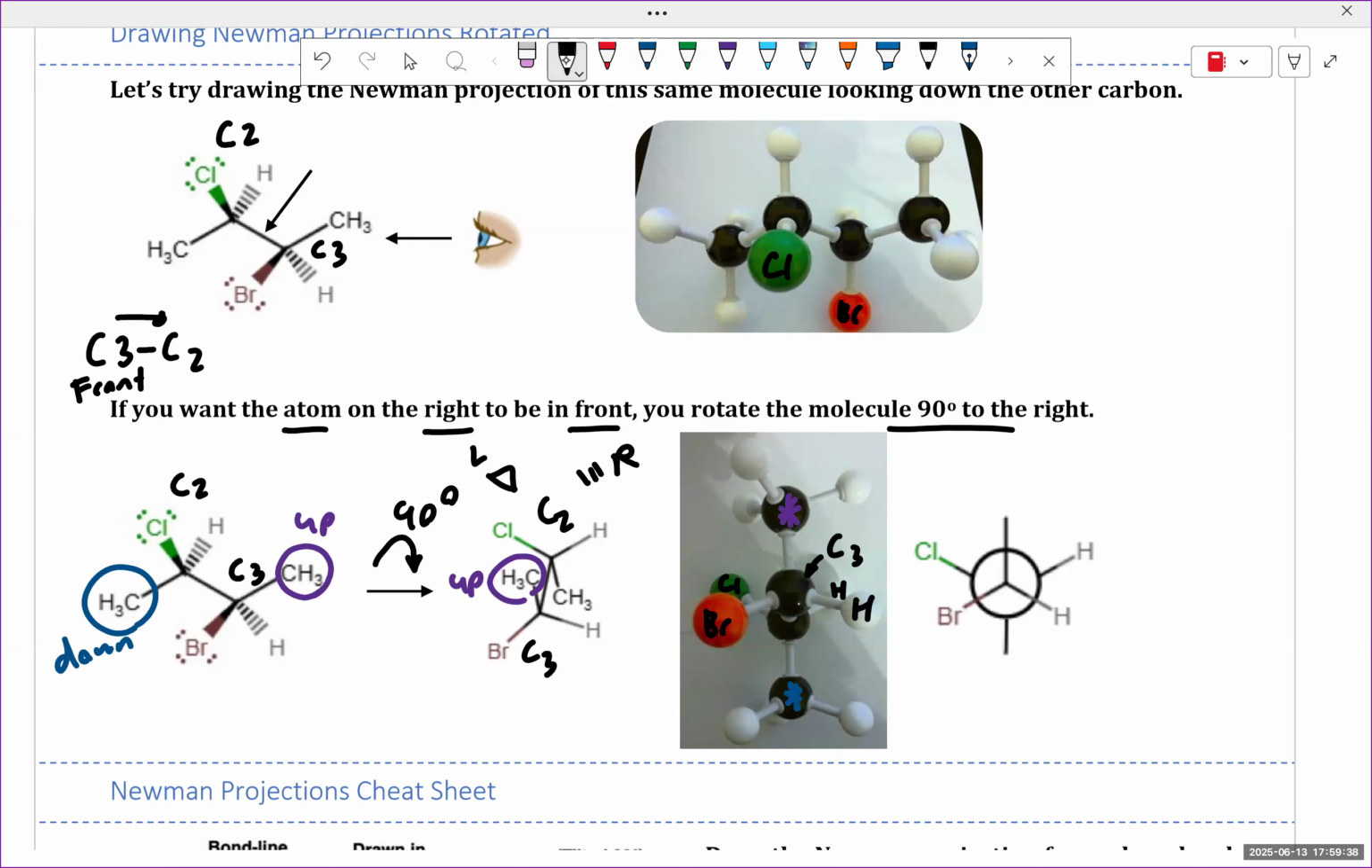On the front carbon 3, we have the methyl group pointing up, the bromine pointing down and to the left, hydrogen pointing down and to the right. On the back carbon 2, we have a methyl group pointing down, the hydrogen pointing up and to the right, and the chlorine pointing up and to the left. Note, I tilted the view a little bit so you could see carbon 2. In the actual Newman projection, you never draw the back carbon.